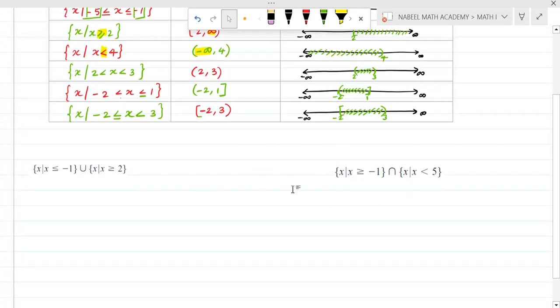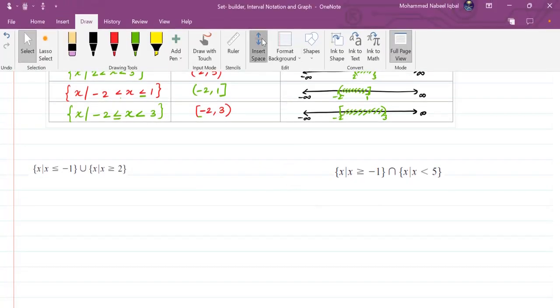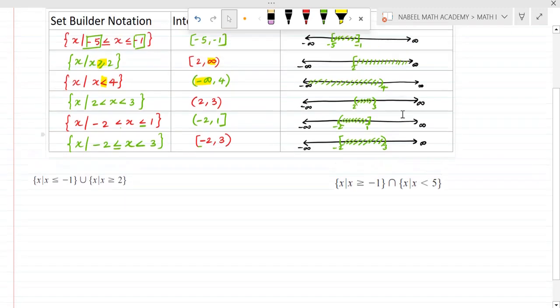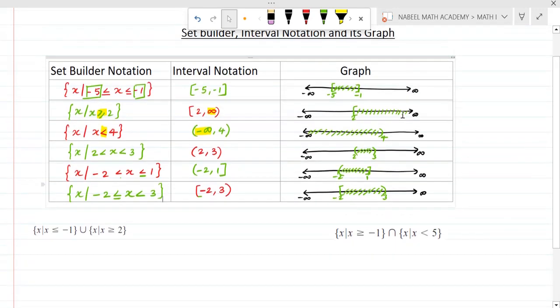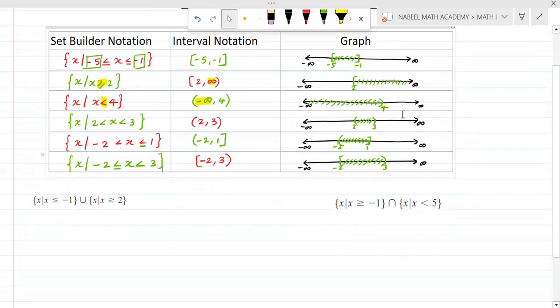Now here we will have a union and intersection of two set builder components. How will you do this one? It's the same thing.